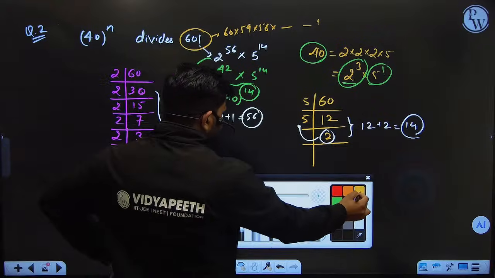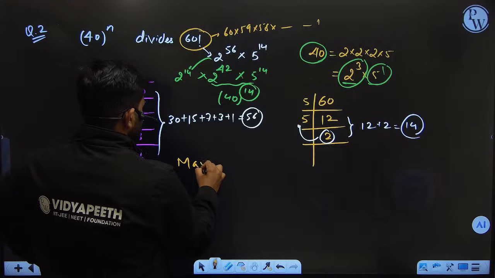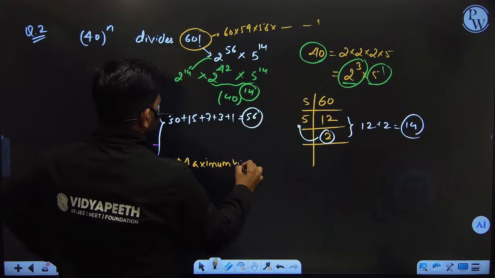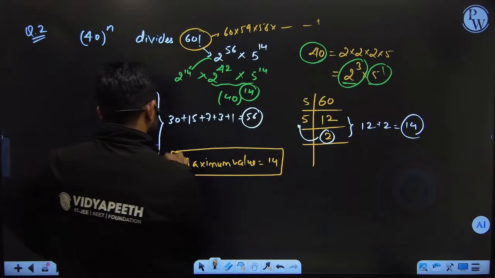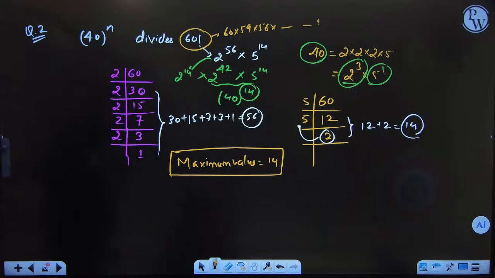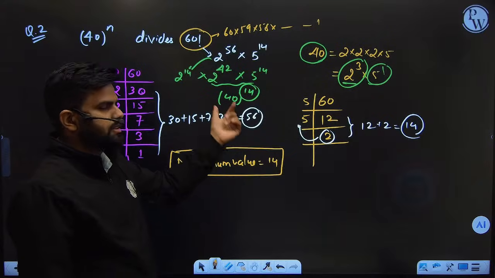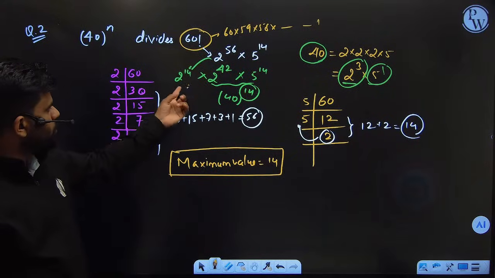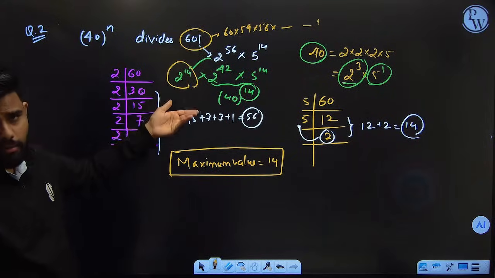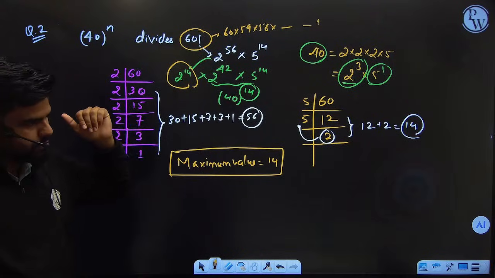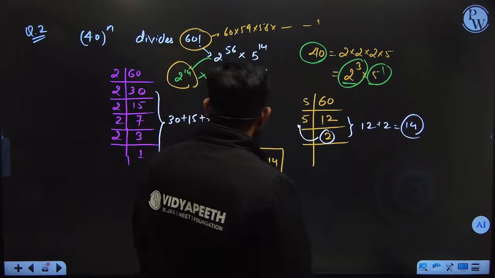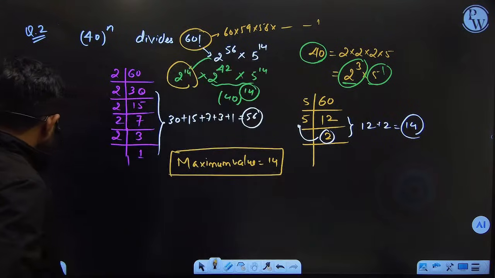So the maximum value is 14, right? We can't make more than 14 forties. Why? Because some 2s are remaining, but we don't have any 5 to pair them with. Okay, so I hope that is clear. Again, it is a very standard question. Now we'll go to the third question.